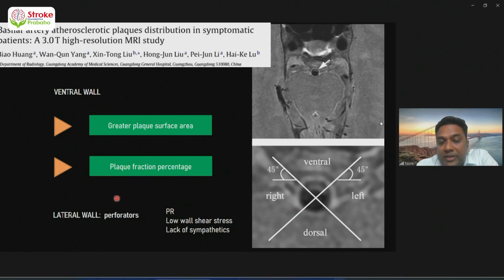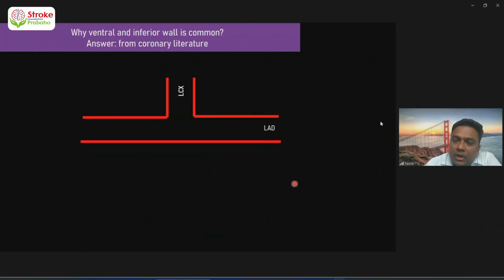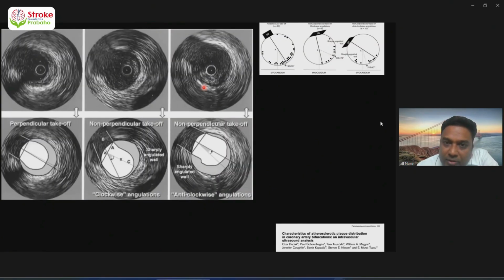Here we have the perforators in the lateral wall, but if you see here, the plaque tends to occur in the anterior wall of the basilar artery. So from the coronary literature, we've also come to know which wall is more predisposed to forming a plaque. So look at this left anterior descending artery. This is the left circumflex artery. So the plaque tends to occur in the wall opposite to the side branch takeoff. And this is very, very important for us, particularly when we are treating these patients interventionally, because we know most times than not, it is opposite to the site of the perforator origin.